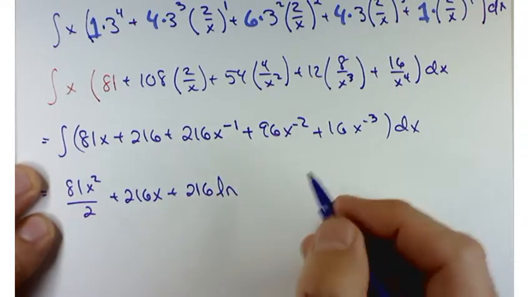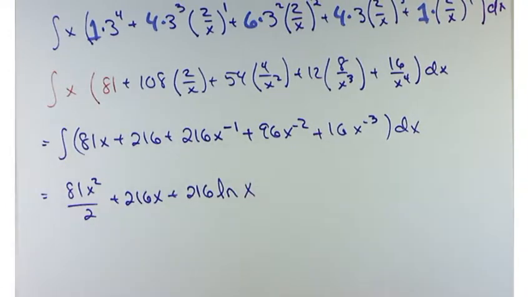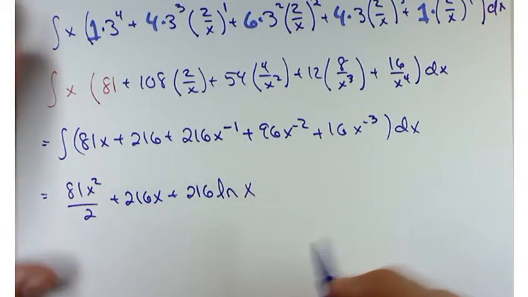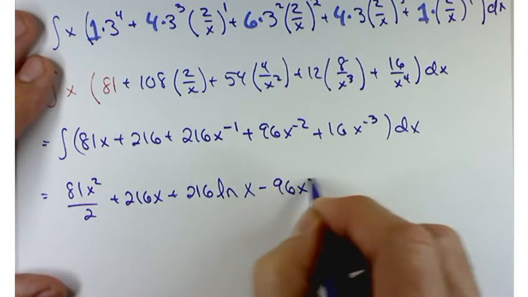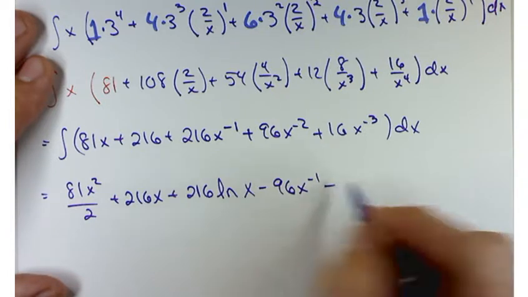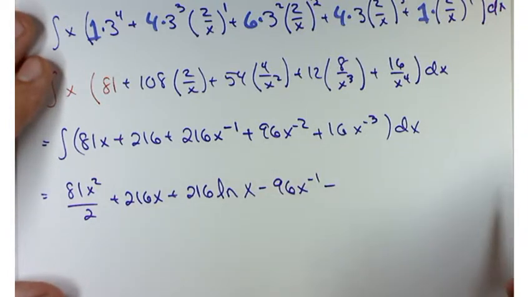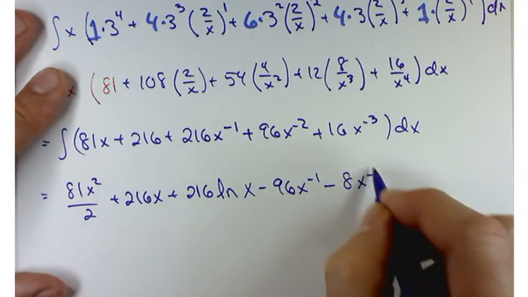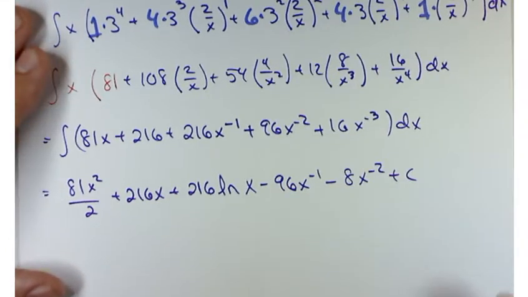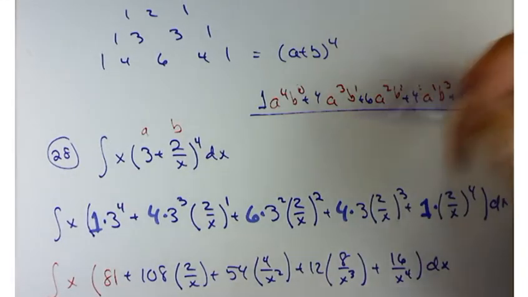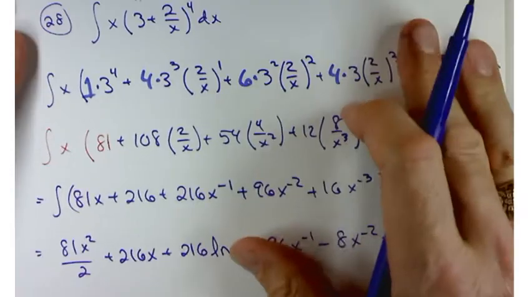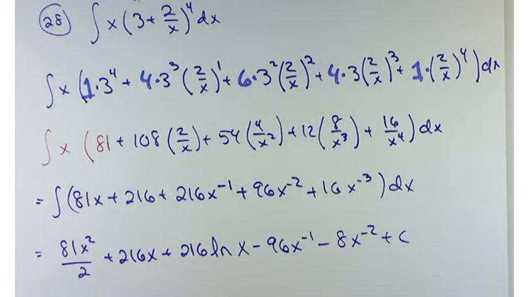216 natural log. Yep, 216 times the natural log. Well done. Minus 96x to the negative first, minus 8x to the negative second, plus a constant. The thing I'm trying to get across here is how to use Pascal's triangle to save yourself a ton of work in a problem like this. Multiplying that out by itself 4 times, no thanks.